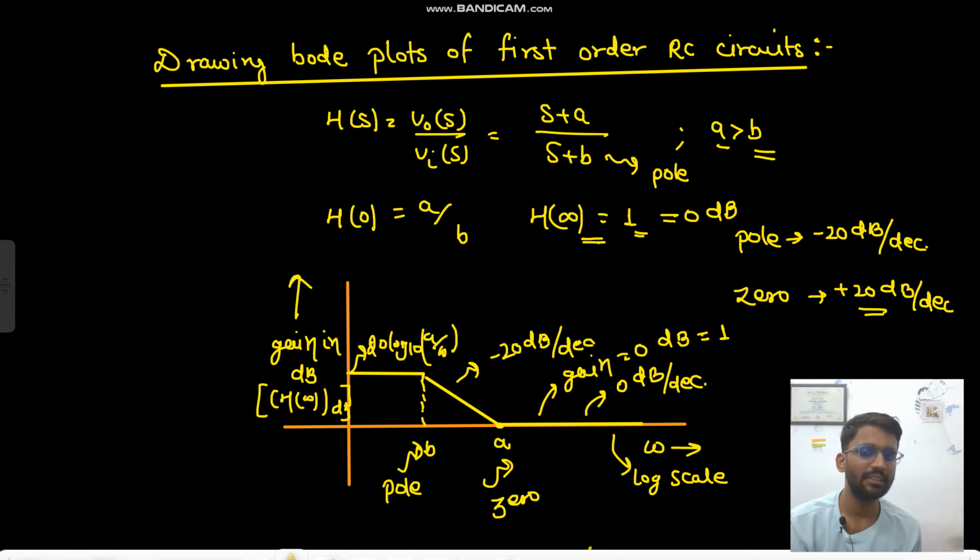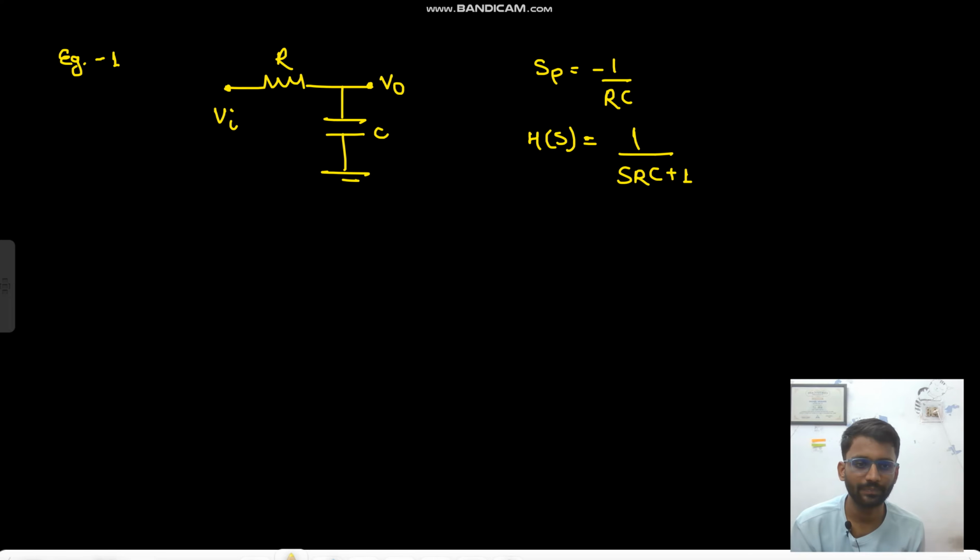So you first will see what is the value of H at s equals 0 and what is the value at s equals infinity. So you will see the gain at zero frequency and infinity frequency. Then by poles and zeros you will plot the Bode plot. I hope you have understood the concept, and I guess previously you also knew the concept. So now let us move on to the circuits.